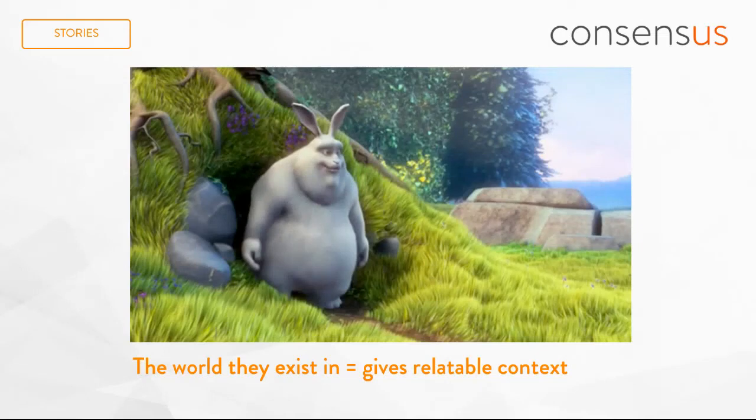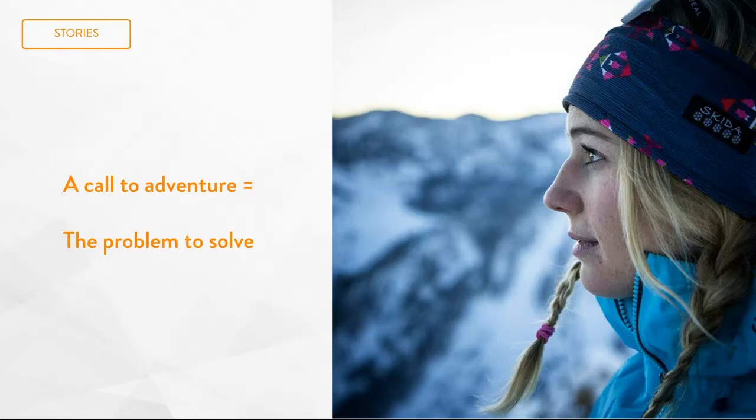The next element is that you have to describe the world that they exist in. They have to have relatable context. I'm just going to go quickly through this and then give you an example of the story and then summarize these points again. The third element is a call to adventure, right? There has to be a problem that the hero has to solve. Again, this is the problem that the hero is solving, not the problem that your product solves necessarily yet.